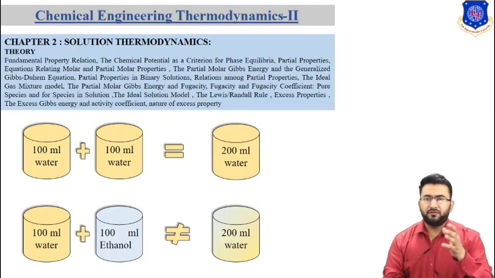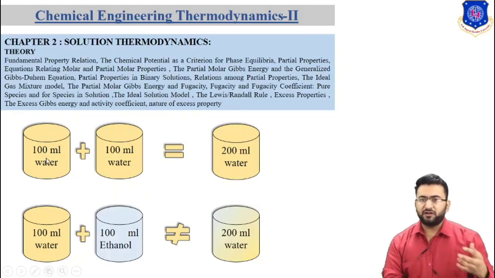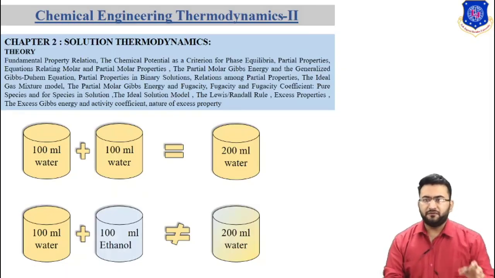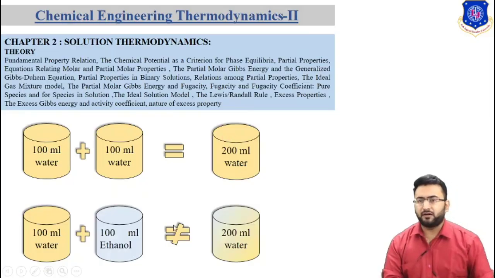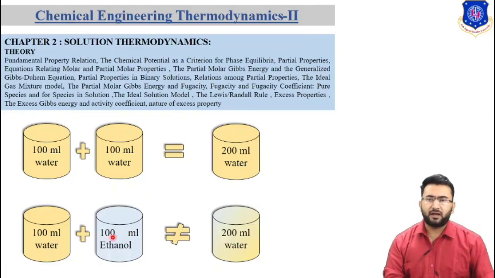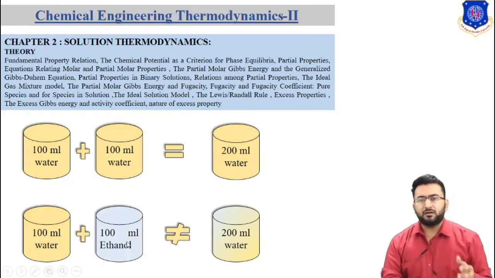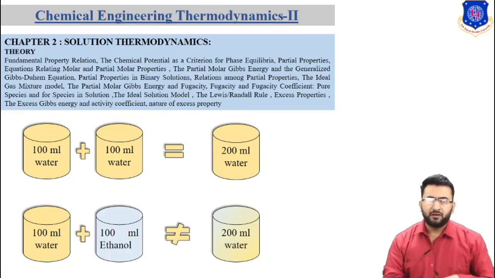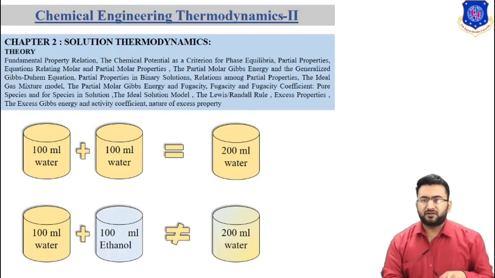Chemical potential, which means Gibbs free energy per mole at constant temperature and constant pressure for a particular substance. Then we will talk about the partial molar property. What is the meaning of partial molar property? If we add 100 ml water to another 100 ml water, we will get 200 ml water. But if we add 100 ml water to 100 ml ethanol, we cannot get 200 ml mixture. So this is called a partial molar property.